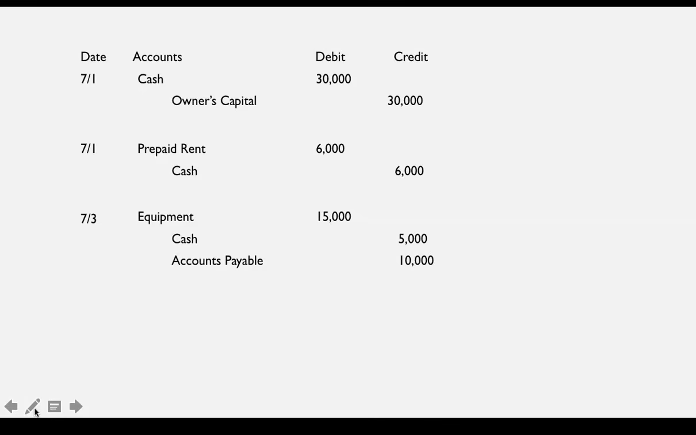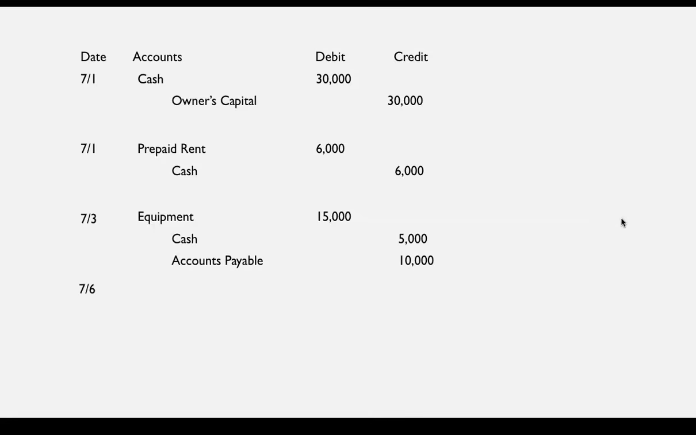So what's important to notice here is that your equipment of $15,000 equals the sum of your 2 credits, right? So whenever we have a journal entry, we always want to make sure the sum of the debits equals the sum of the credits. So 15,000 equals 5,000 plus 10,000.